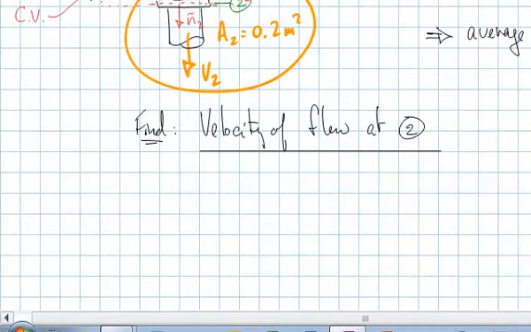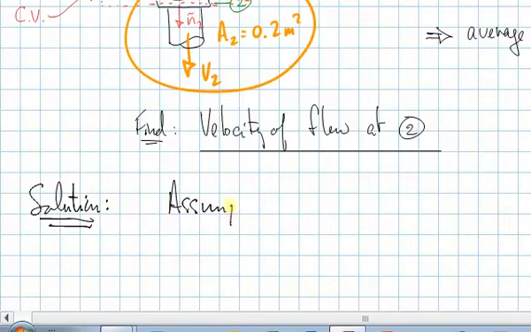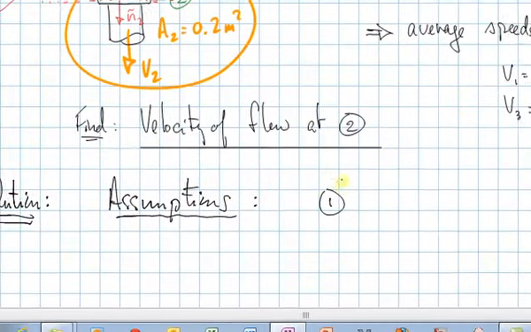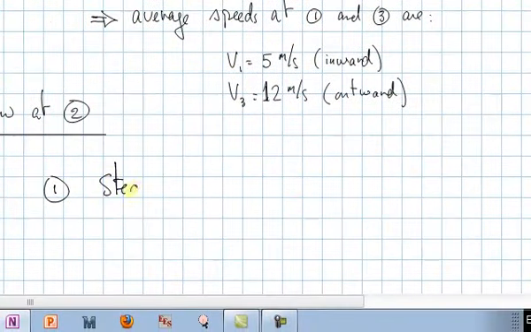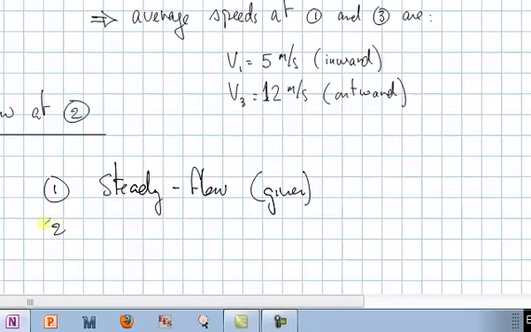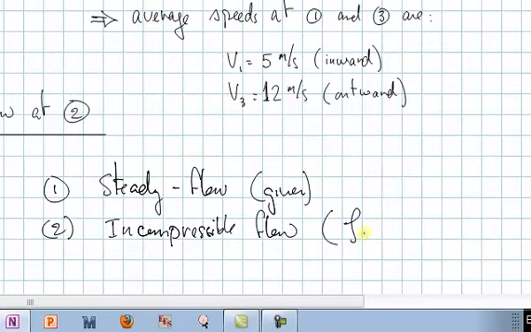So for a solution, let's start by stating your assumptions. One, we're assuming that we have steady flow. That's a good one because it's given to us. Two, we're going to assume that we have incompressible flow, meaning that rho of water is a constant. Pretty good assumption for a pipe junction.